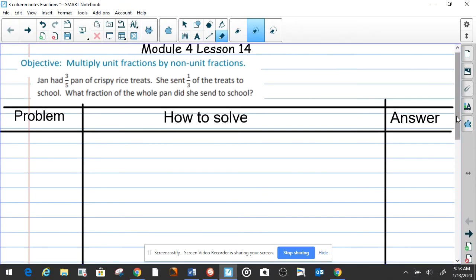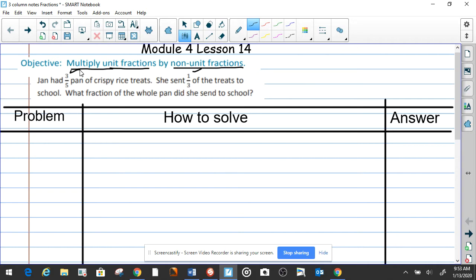We're looking at Module 4, Lesson 14. And on this lesson, we're multiplying unit fractions by non-unit fractions. So what are they talking about? A unit fraction is a fraction that has a 1 on the numerator. And a non-unit fraction is a number that has a 3 on the numerator, or any other number except 1.